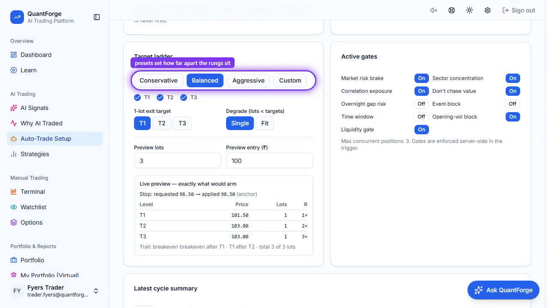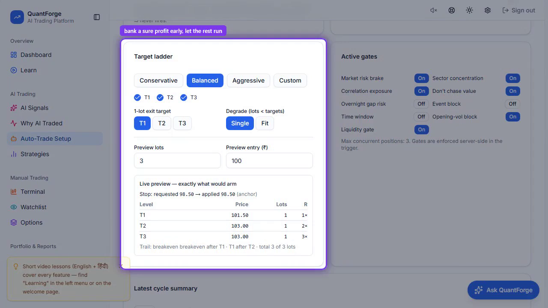Why would I sell in pieces instead of all at once? Because it takes the guessing out of greed. You lock in a sure profit early at the first rung, then let the rest run for more. If the move dies, you have already banked something. If it flies, you still hold a piece. A ladder is how you get some of both.